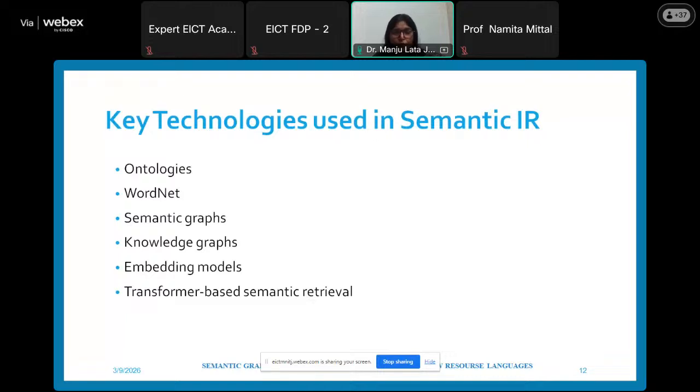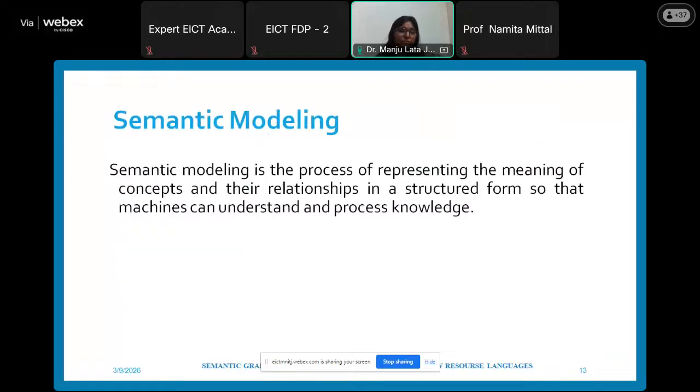WordNet is also a kind of semantic graph. A graph having nodes and edges, where the edges are representing the semantic relationship between the nodes. That is basically the semantic graph. Knowledge graph and semantic graph both are related terms. Embedding models, wherein different kinds of models, word embeddings, sentence embeddings, BERT, and many other models are also used, and they are taking semantic IR into consideration. Transformer-based semantic retrieval models are also making use of semantic IR.